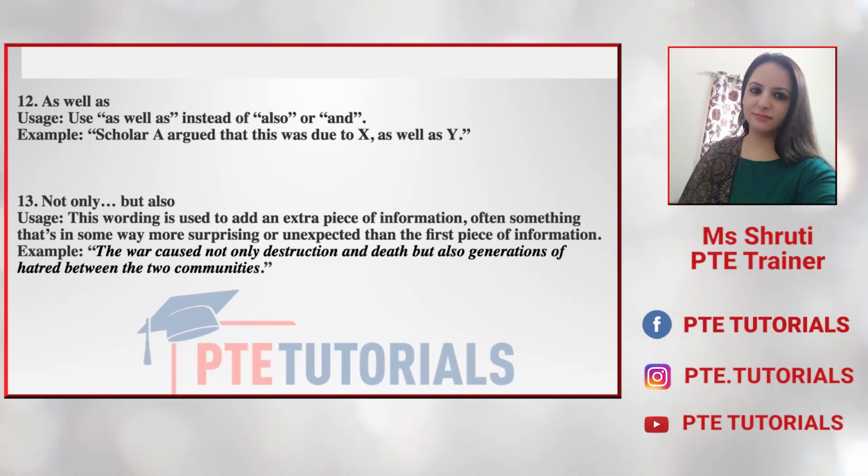This was due to X as well as Y, means both X and Y, X and Y, X also Y. So instead of using these words, you can use as well as. However, you have to use a comma before that.